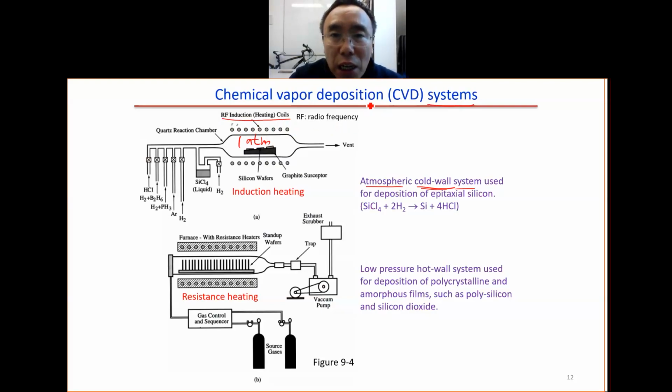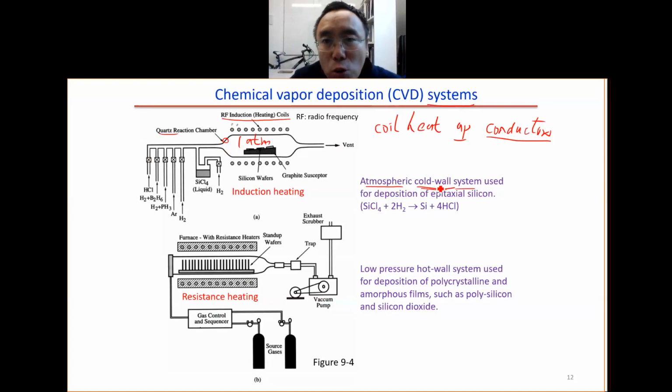We have learned that the coil heating heats up only conductors. The quartz is glass, and this will not heat up. That's why it's called a cold wall. This part is cold, but this part is graphite. Graphite is a conductor, so the graphite will be heated. The wafer on top, the silicon wafer, will also be heated.